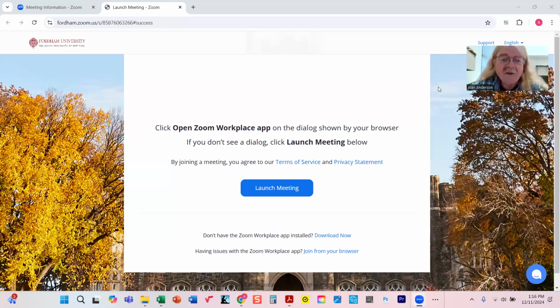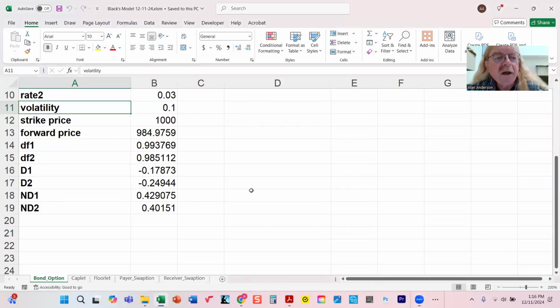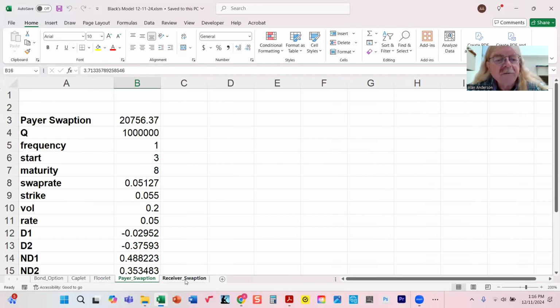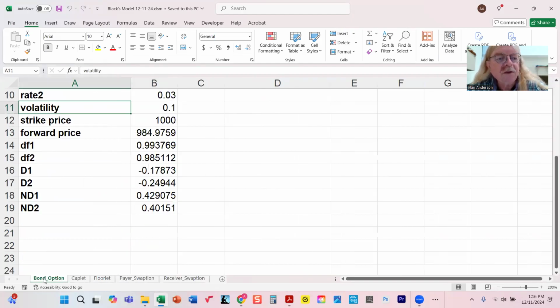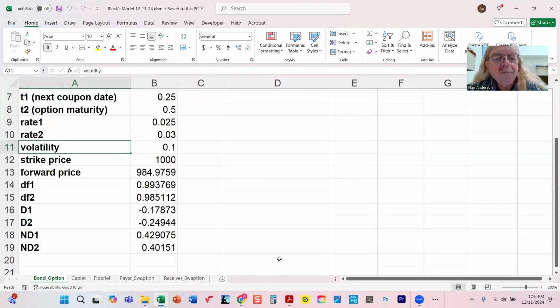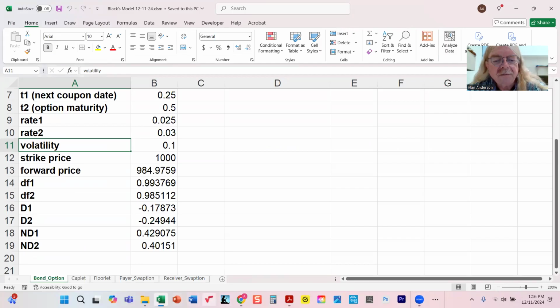Now, I have a spreadsheet here, which you have a copy of. And what you're seeing here is examples of different types of interest rate derivatives. For example, we have caplets, floorlets, payer and receiver swaptions, as well as a bond option. And all of them are being priced with the Black model or Black 76. And so the details are in the slides here. Let's see what happened. I had that open right here. Here it is.